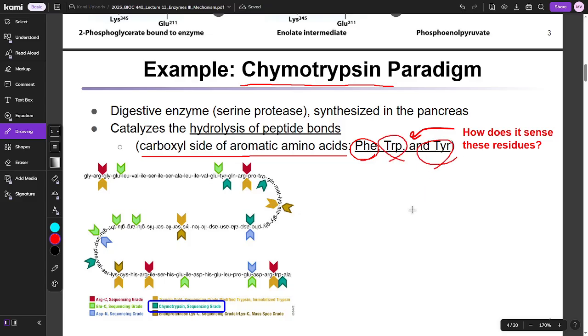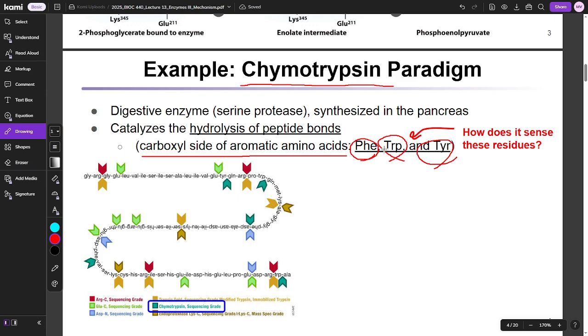What do they all have in common? They all have these hydrophobic aromatic rings. So I'm expecting the binding site to have a lot of hydrophobics so that there can be some interactions. So maybe some valines, isoleucines, leucines, maybe some more phenylalanines, tryptophans, and tyrosines in there, so that they can attract the phenylalanine, tryptophan, and tyrosines in the actual protein that they're trying to cut. And that allows the stabilization of the enzyme substrate complex. So I'm expecting a pocket that has hydrophobic residues in it.